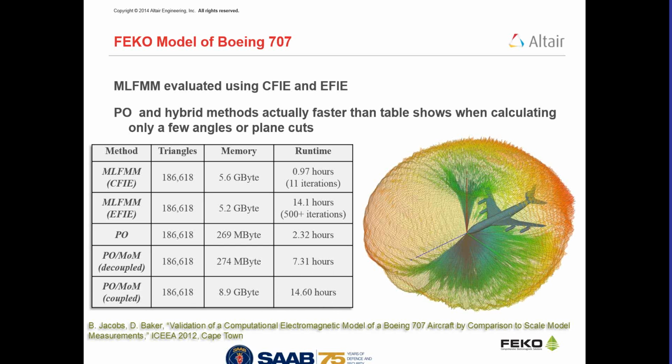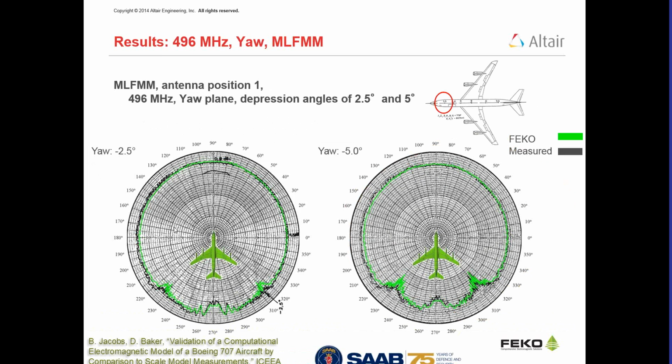Now let's take a look at the comparison of the measured data with the simulations. This is of course in the azimuthal plane, or yaw cut, of the one with a depression of minus 2.5 and 5.0 degrees. That is the elevation depression. This goes a little bit lower, with 2.5 degrees and 5 degrees.